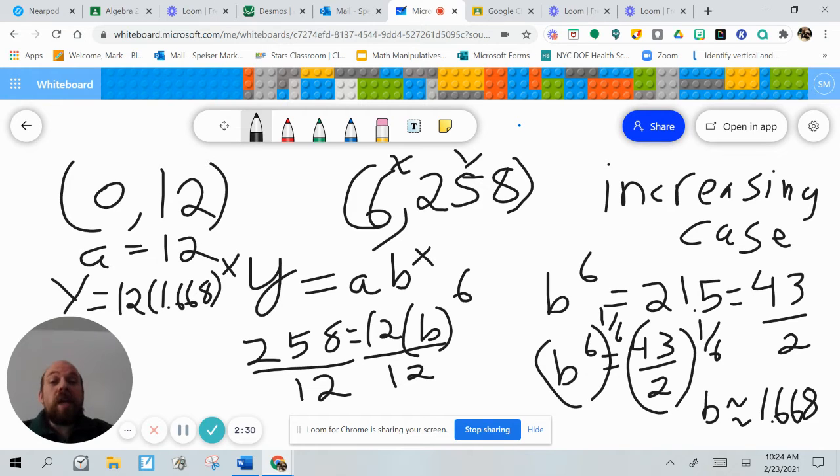Copy down what we need to. Then we'll do an example of a decreasing case, and then working with a fraction as x in order to solve.